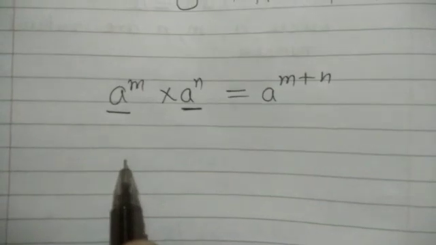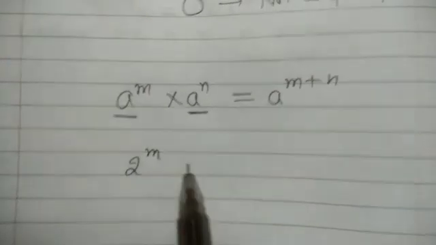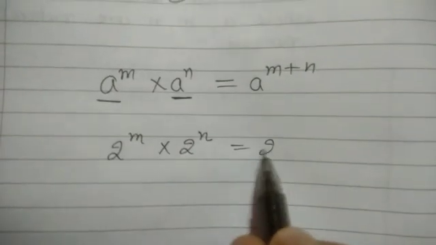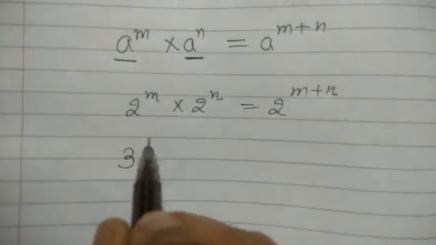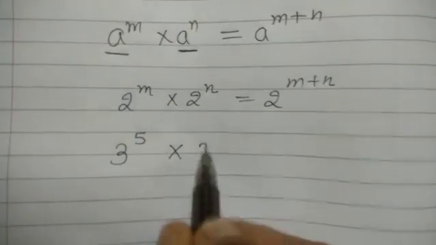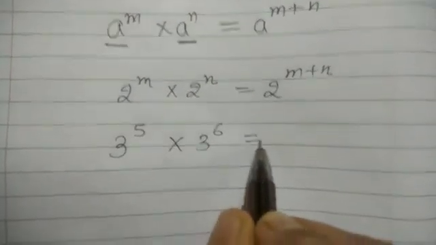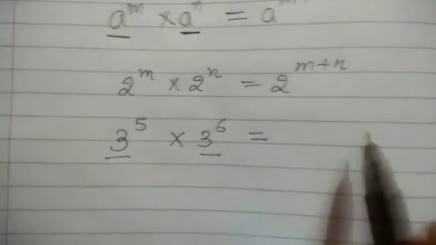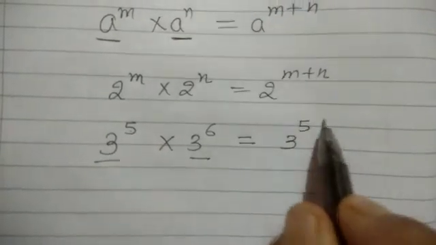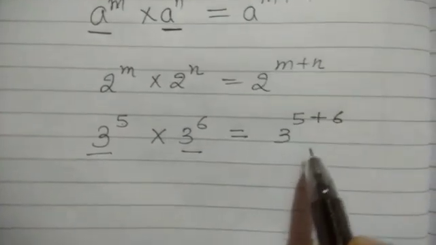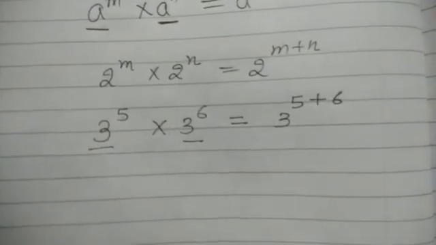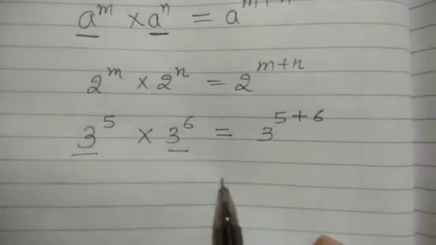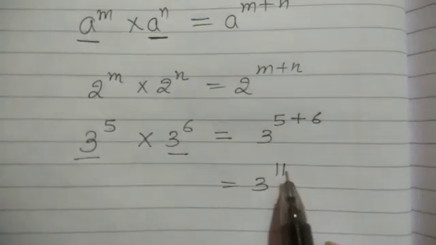For example, I am taking 2 to the power m into 2 to the power n. Then it will become 2 to the power m plus n. Or if I am taking 3 to the power 5 into 3 to the power 6, you can see here the bases are the same, so the powers will be added. You have done all this in your 8th class. So this will become 3 to the power 11.